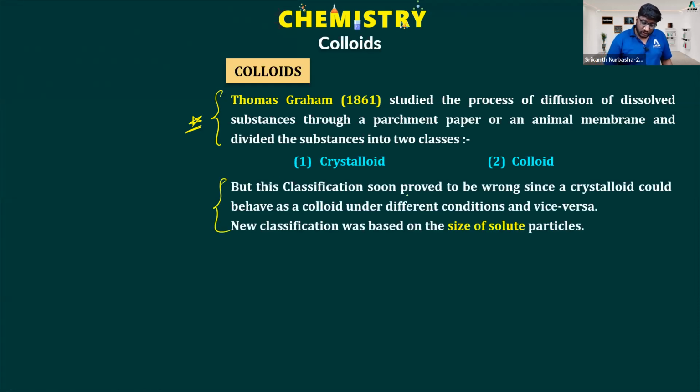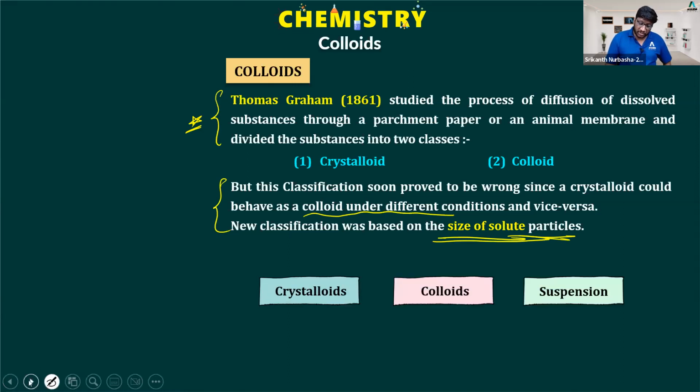But this classification soon proved to be wrong, since a crystalloid could behave as a colloid under different conditions. A crystalloid particle can also behave as a colloid particle. A true solution can also behave as a colloid when the particles in the true solution coagulate. Yes or no? The coagulation of the particles in the true solution will make the true solution behave as a colloidal solution. So this classification was soon found to be wrong, and a new classification was defined based on the size of solute particles.